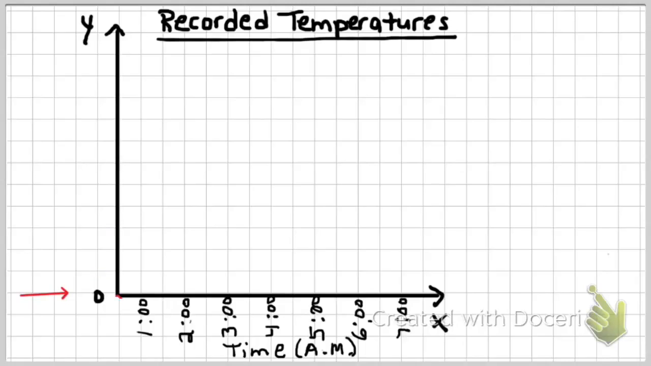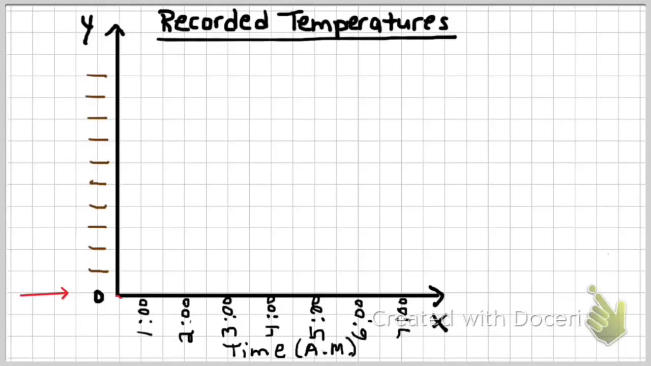What about 2s? 2, 4, 6, 8, 10, 12, 14, 16, 18, 20, 22. It's not going to work by 2s either. Let's try 5s. 5, 10, 15, 20, 25, 30, 35, 40, 45, 50. That could work. I could do a 55 up there.